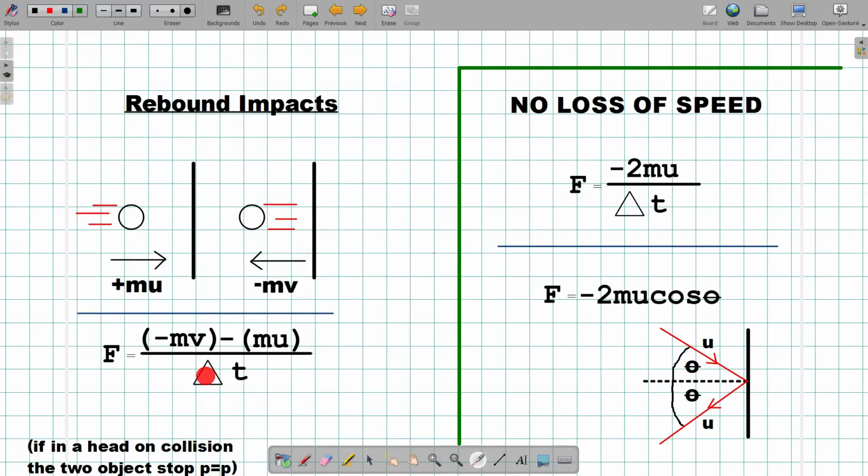I think I've explained that all right, but if I haven't, just make sure to comment and I'll try and explain it better. Over delta t, so the contact time. Because remember, we're looking for the impact force, so we're looking for the contact time on the wall here.